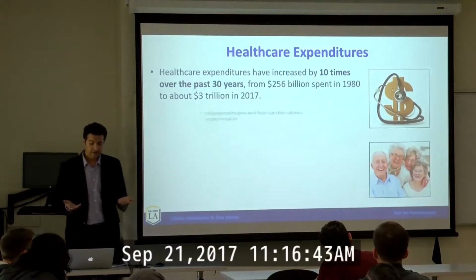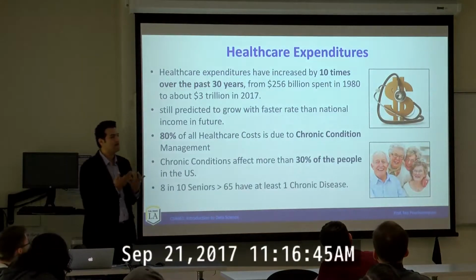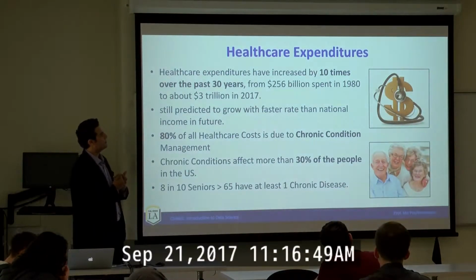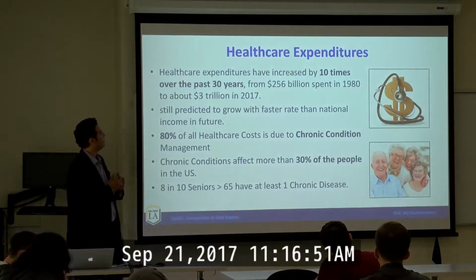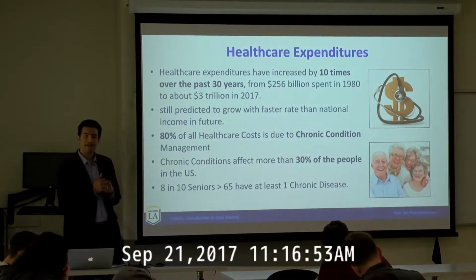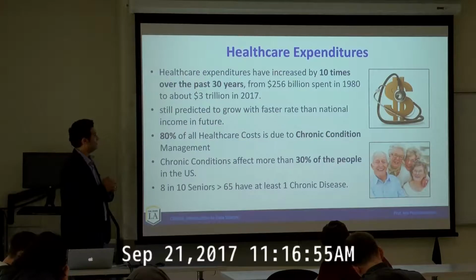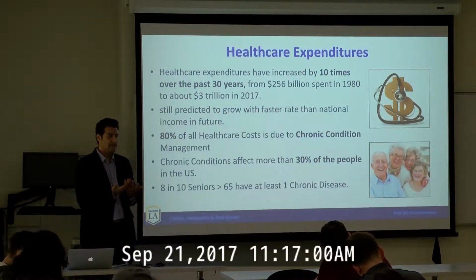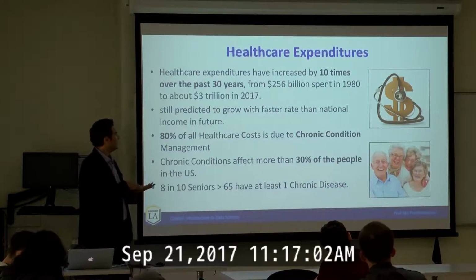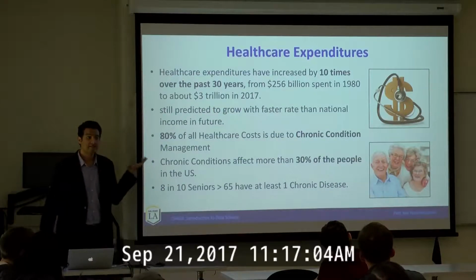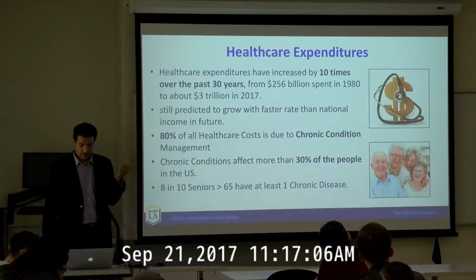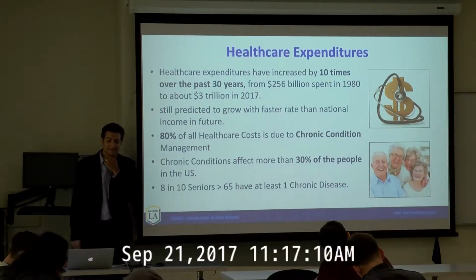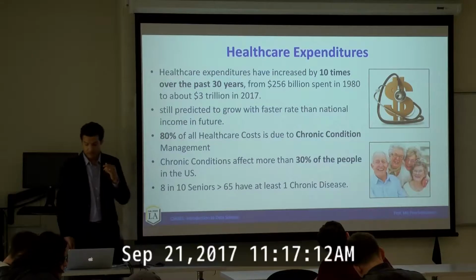So healthcare cost has increased by 10 times over the past 30 years, from 256 billion in 1980 to more than $3 trillion in 2017. And it's still predicted to grow at a faster rate. 80% of healthcare costs are due to chronic disease management. Chronic conditions affect more than 30% of people in the United States.